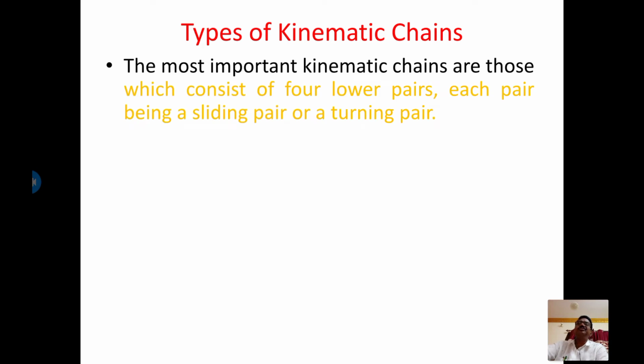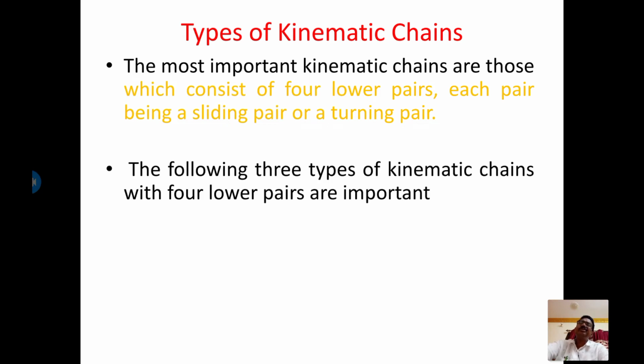Next is types of kinematic chains. Simple chains are those which consist of 4 lower pairs, each pair being a sliding pair or turning pair. The most important kinematic chains have 4 lower pairs, each being a sliding pair or turning pair. With four links, it is called a simple mechanism, or simple kinematic chain. Three types of kinematic chains are very important from our syllabus point of view.